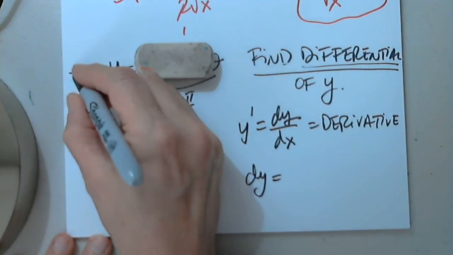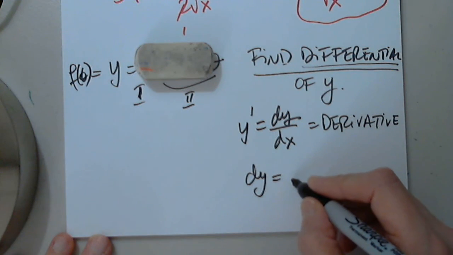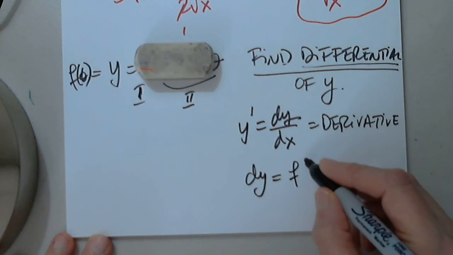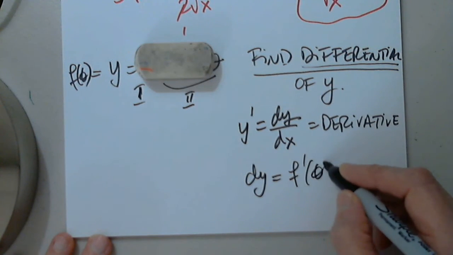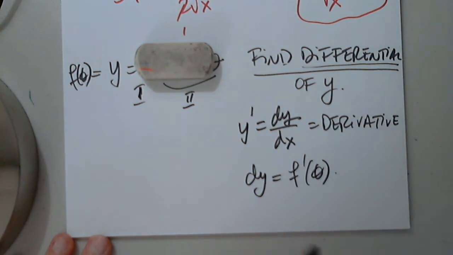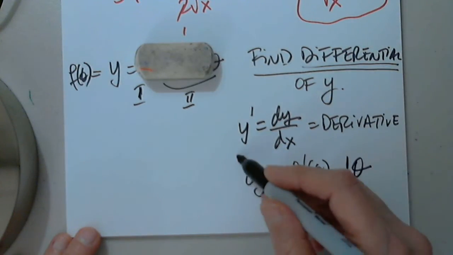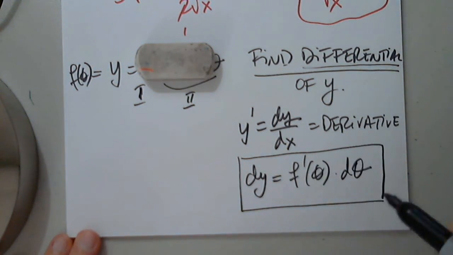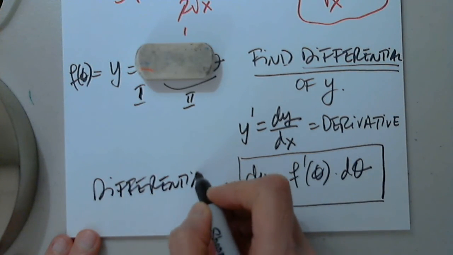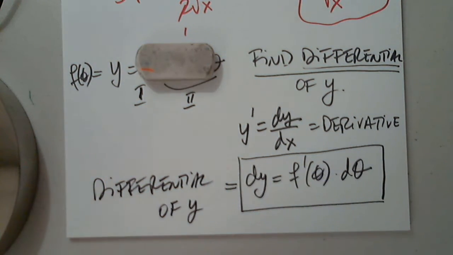So let's call this f of theta. Would it be f of theta times dx? Or f of theta prime? Very good, excellent, perfect, Katie, thank you. I cannot use dx because the variable is theta, but I have to use d theta. Excellent, this is indeed the differential of y, or f of theta.